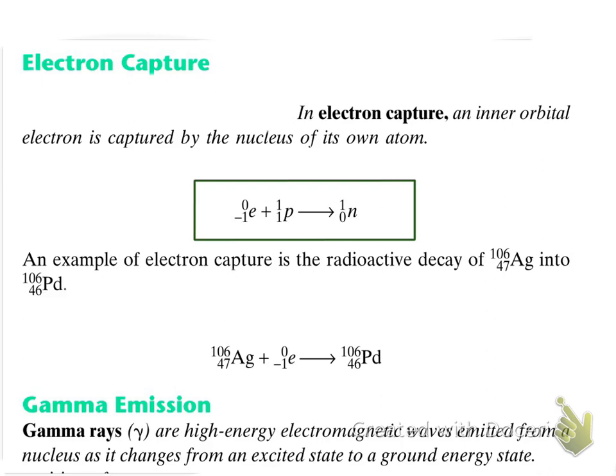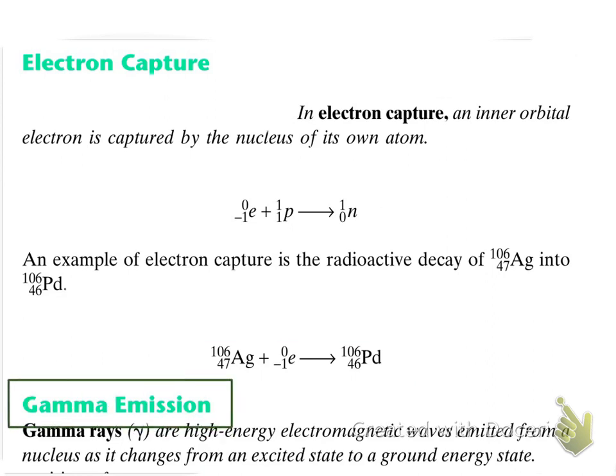An example of electron capture is radioactive decay of silver-106 into palladium-106. Okay, so again, as long as both sides of the equation are equated, 106 plus 0 is going to get us 106, 47 plus -1 is going to get us 46. That is electron capture, okay? And the last thing I want you to be aware of, of course, is gamma radiation, gamma emission.